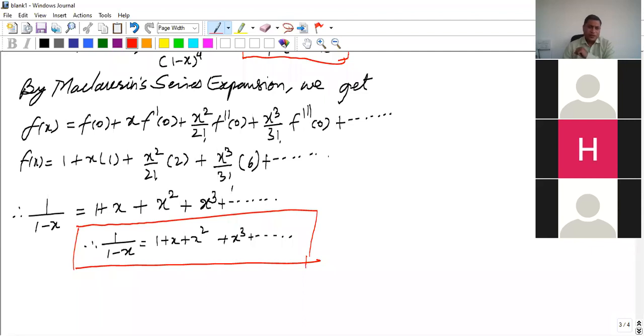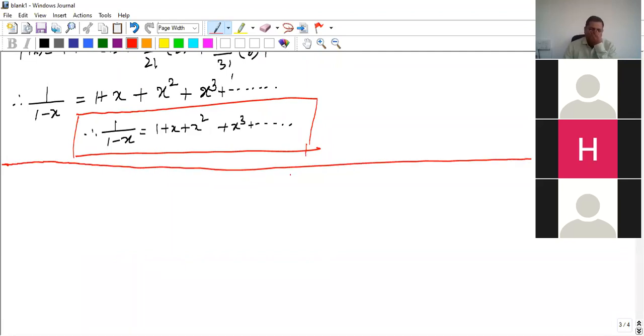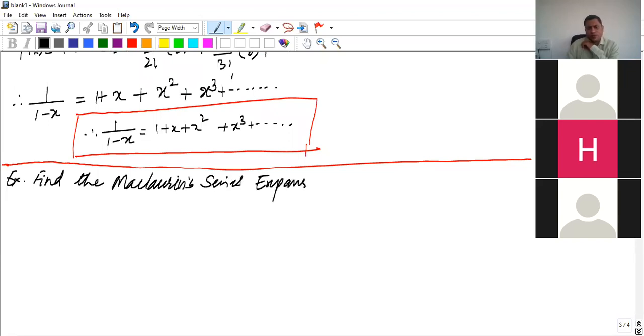And that's how you are able to get the series for the function. So got this one? Any other doubt? No, sir. Okay, so if you can find the expansion for this, let us try to find the Maclaurin series expansion of tan x.